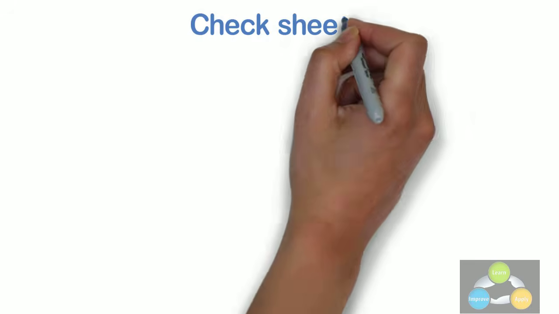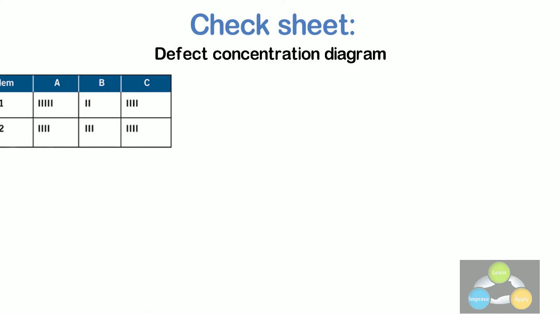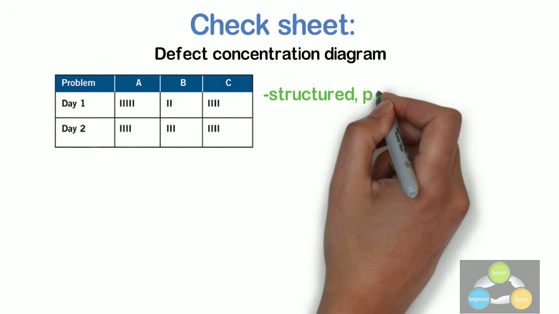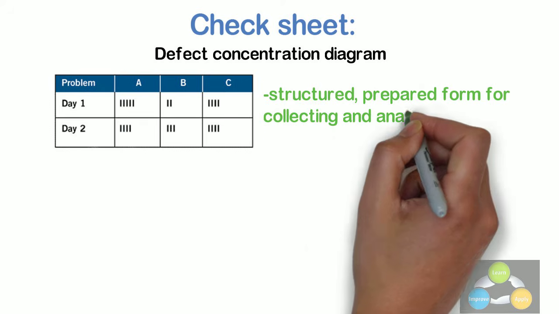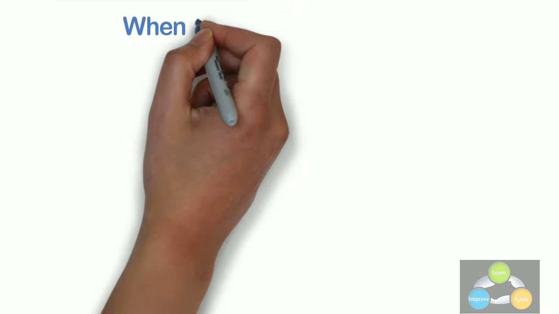Now the second tool is the checksheet. It is also called a defect concentration diagram. A checksheet is a structured, prepared form for collecting and analyzing data. This is a generic tool that can be adapted for a wide variety of purposes. Now let's see when to use a checksheet.